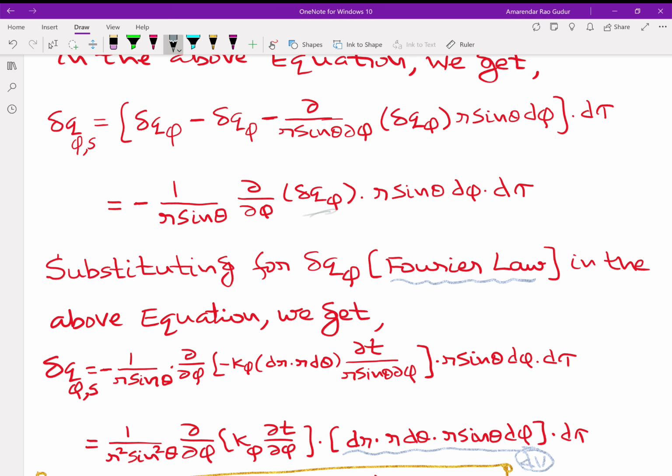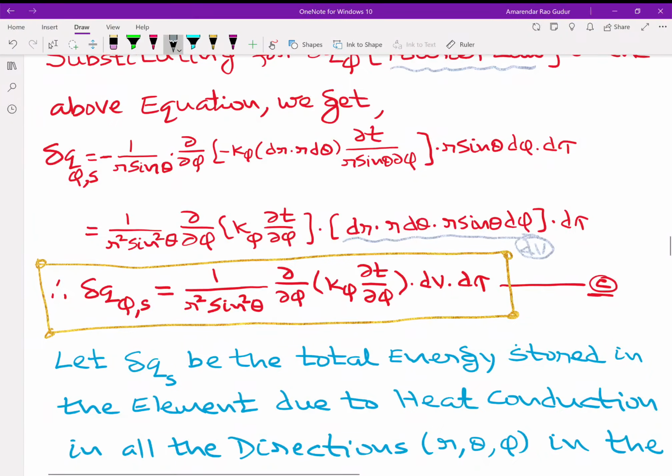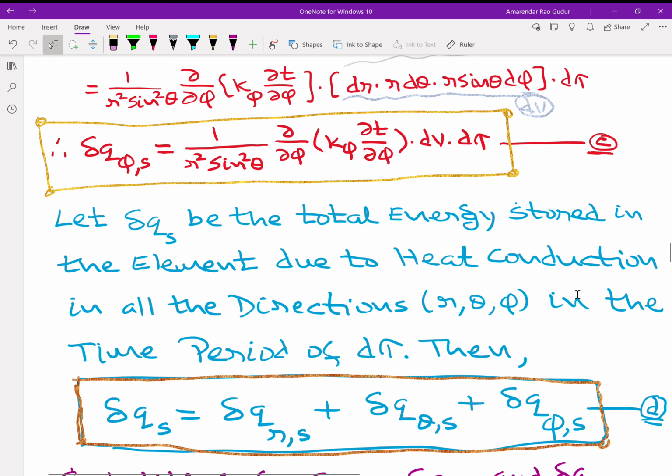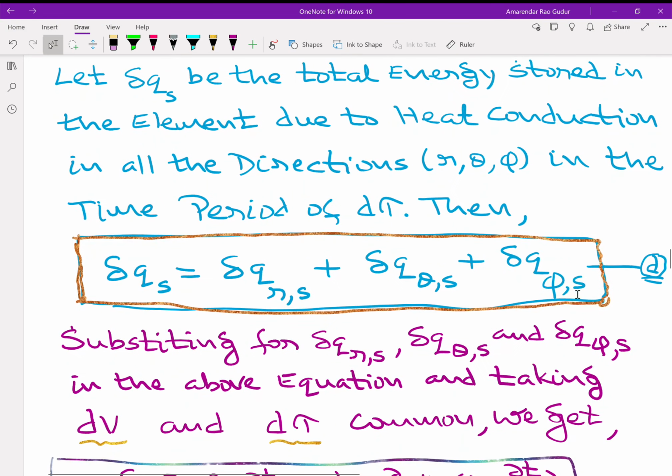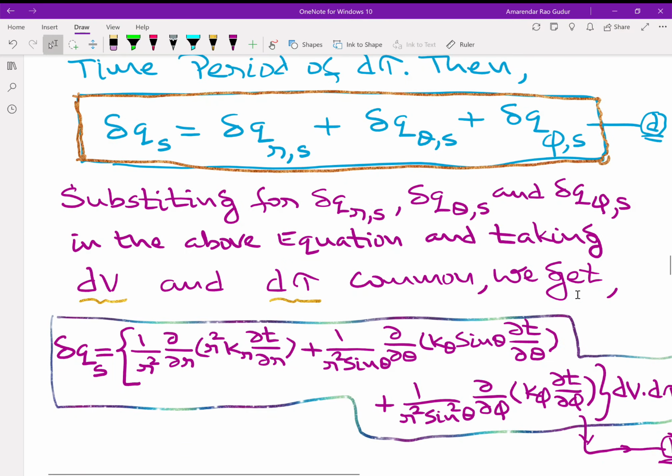Then for del q phi we substitute the Fourier law, and when we simplify it we are going to have del q phi comma s as 1 by r square sin square theta del by del phi of k phi del T by del phi dV d tau. And obviously this entire term is dV, therefore no need for any manipulation. Then we assume that del qs is the total energy stored in the element due to heat conduction in all the three directions r, theta, phi in the time period of d tau, which is obviously the combination of r conduction, theta conduction and phi conduction.